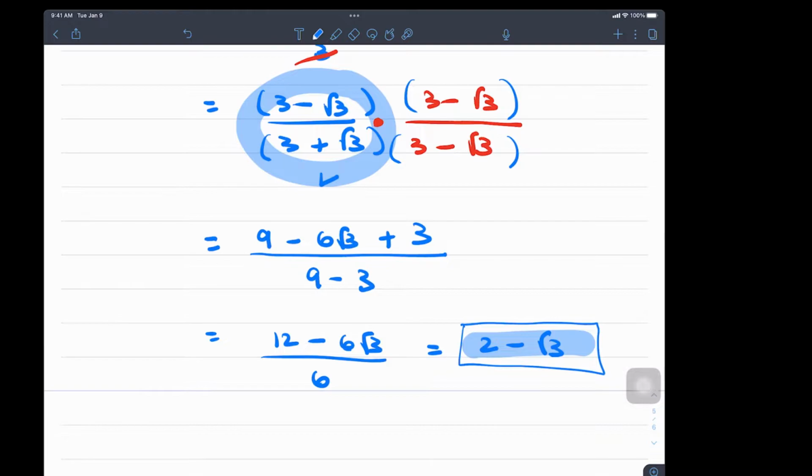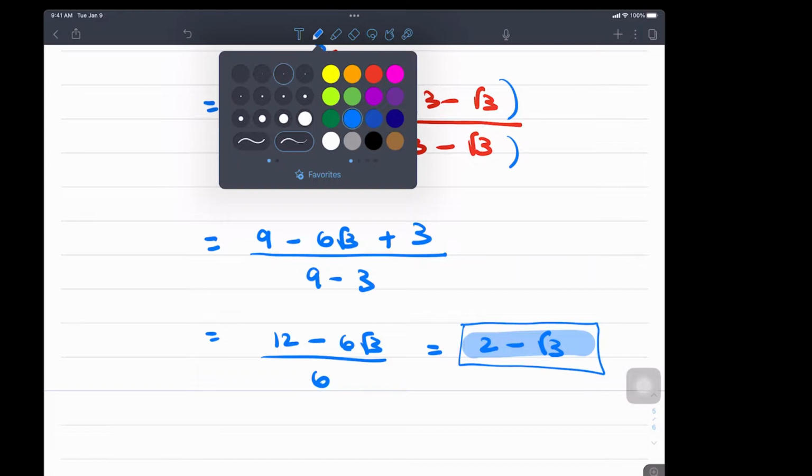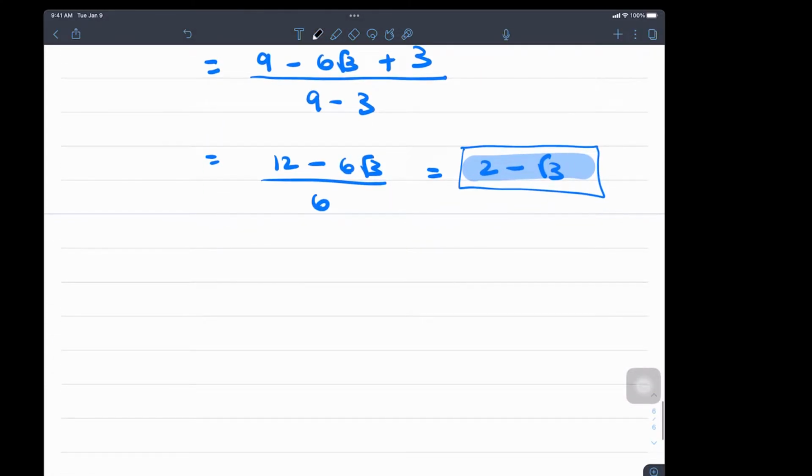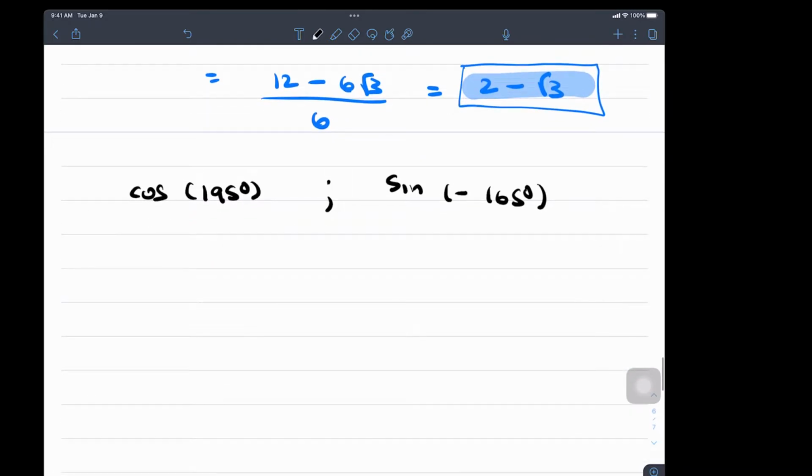You say, Mr. Judge, easier said than done. Let me give you guys a few examples. I want you guys to think about this. Try cosine 195 and sine minus 165. Try to find those angles. I'll give you guys some time to do that, okay? All righty, let's get out our clock.